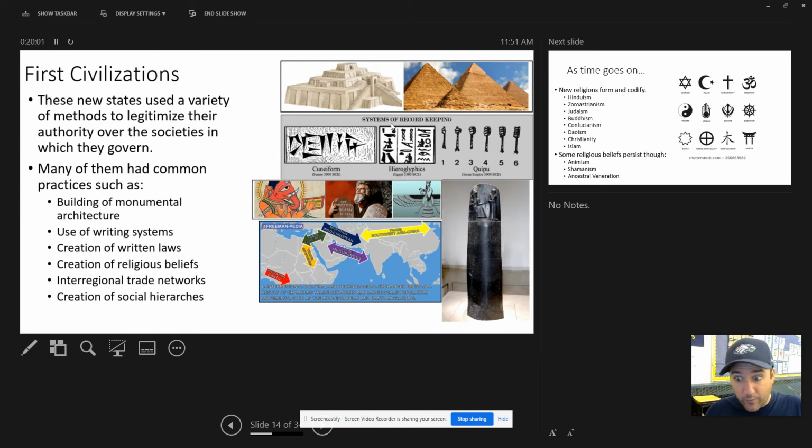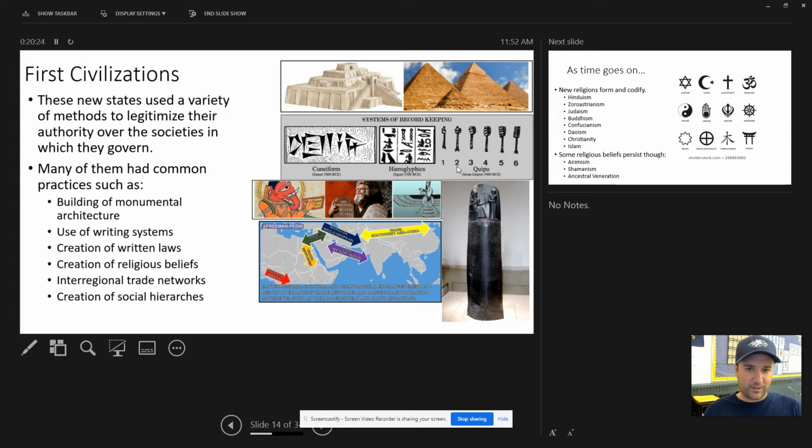Hieroglyphics were one form of writing in Egypt. They also had other forms. This one was commonly used in religious practices. This is why you will find these more commonly in the tombs of the Egyptian pharaohs.